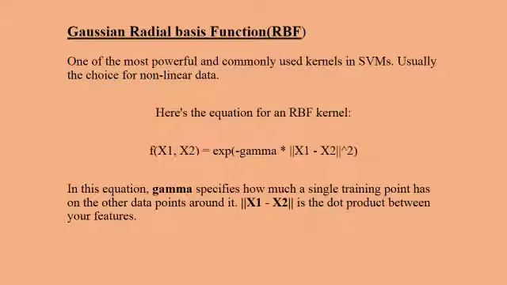Then the Gaussian radial basis function, that is RBF, is one of the most powerful and commonly used kernels in SVMs, usually the choice for non-linear data. Here is the equation for the RBF kernel: f of x1 comma x2 is equal to exponential of minus gamma times the norm of x1 minus x2 to the power 2. In this equation, gamma specifies how much a single training point has influence on the other data points around it. The norm of x1 minus x2 is the distance between your features.